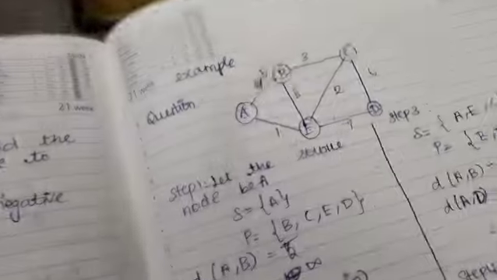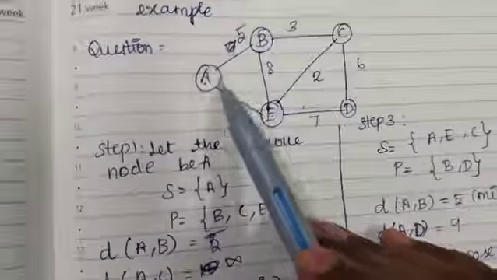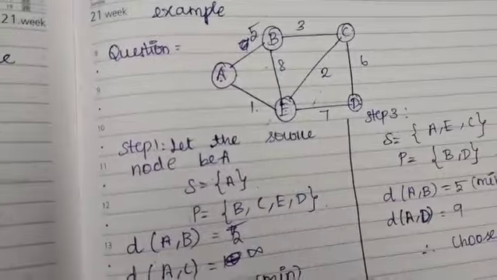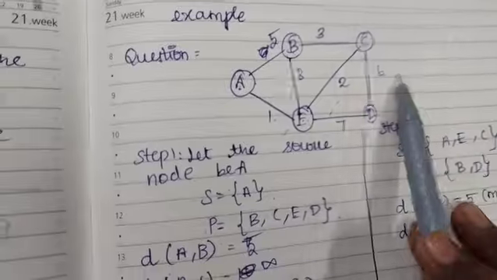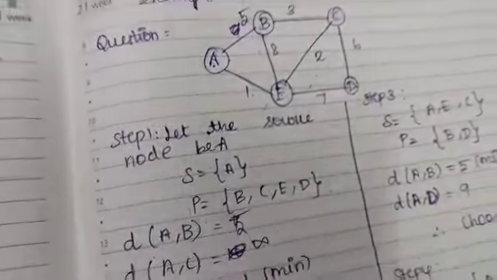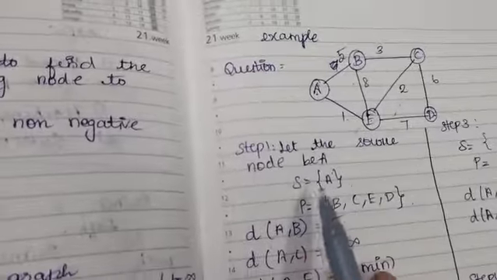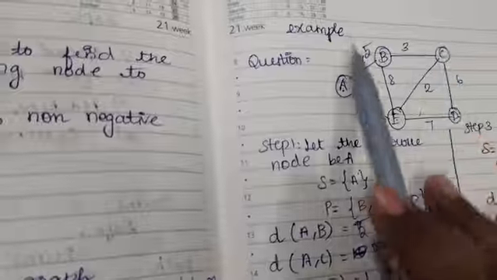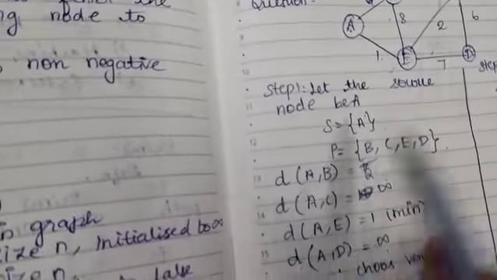So here we have an example of the Dijkstra algorithm. There are n vertices, and each edge has a value. To find the shortest paths, we should select a source node. I selected the source node as A. The remaining vertices are the path targets. So the source node is A, and the paths are B, C, E, D.